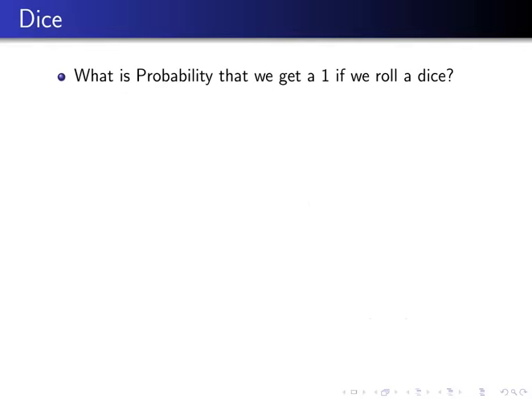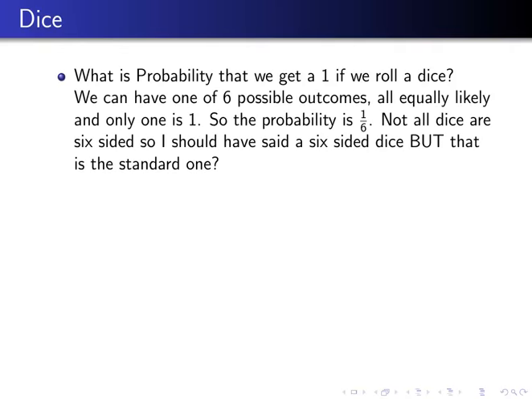What is the probability that we get a 1 if we roll a dice? We can have 1 of 6 possible outcomes. So we could roll a 1, a 2, a 3, and so on. And all are equally likely. And there's only 1 which is 1. So there's only 1 way of rolling a 1, and there are 6 possible things we might get, which are all equally likely. So the probability is 1 over 6.